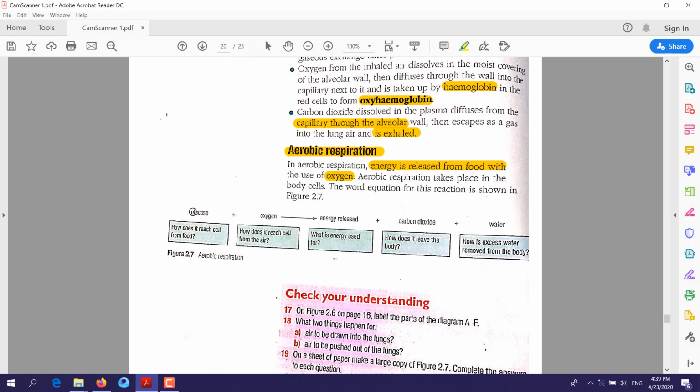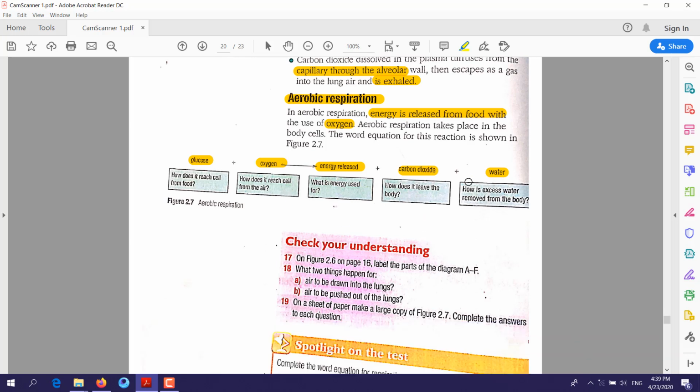Here we say oxygen is used to break down food in order to release energy. So you have glucose in your blood, then the oxygen goes to your blood, reacts with glucose, breaks down the glucose, and it releases energy, which our cells will use. And when you exhale, you release the carbon dioxide and also water as water vapor. So this is the equation for aerobic respiration.